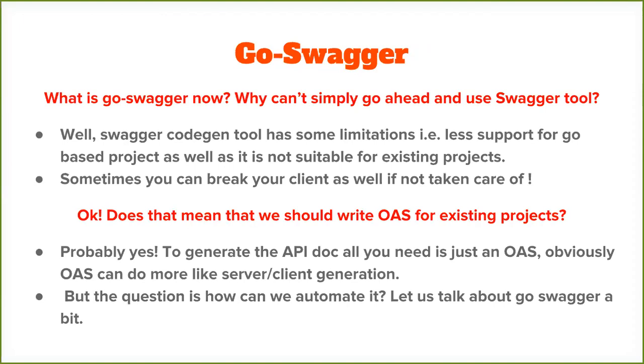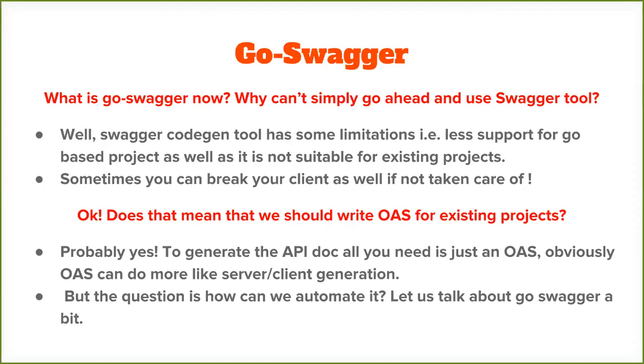Then GoSwagger comes in the picture. So what is GoSwagger? Basically, there are some limitations for Swagger. The CodeGen tool that Swagger provides has very little support for Go-based projects, and the code generation method for this API is not suitable for an existing project, right?